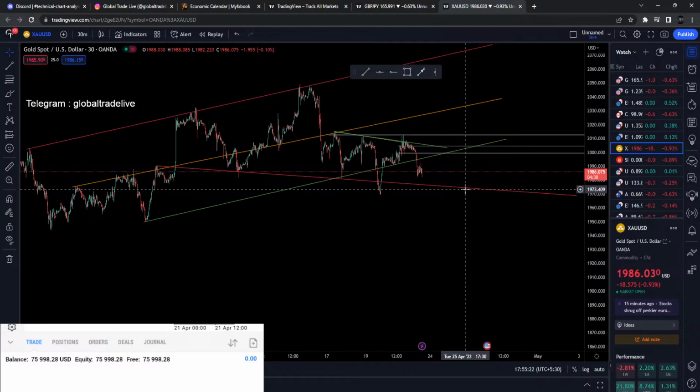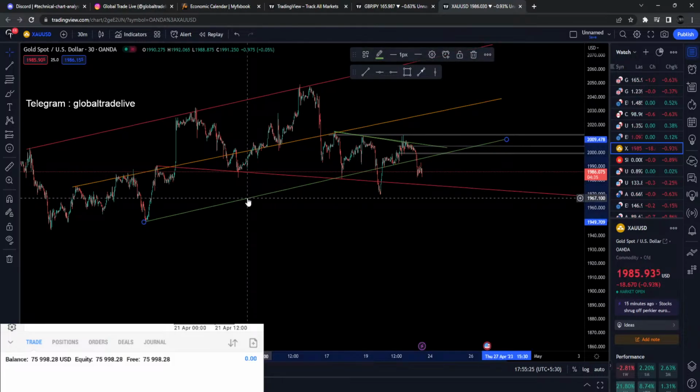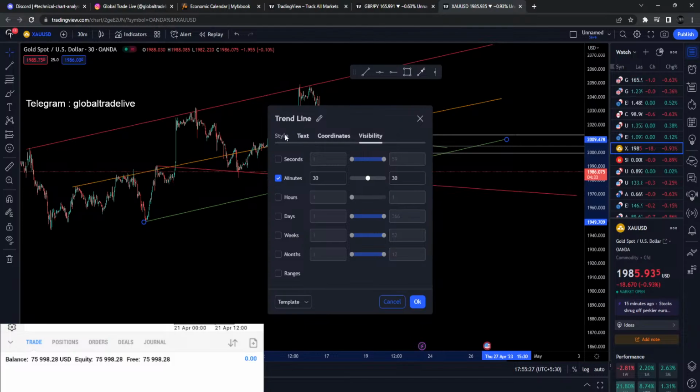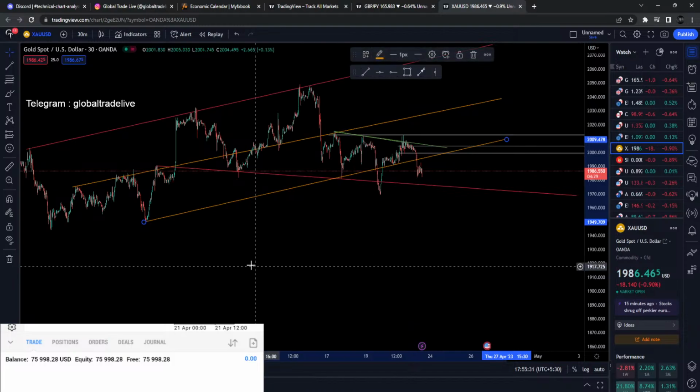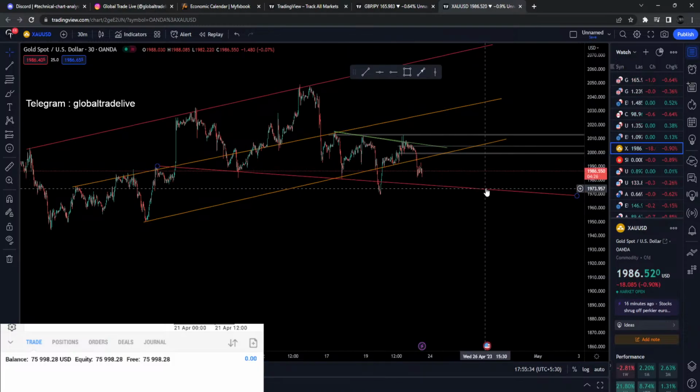So I'm going to give this one orange, and we'll give this one green over here.